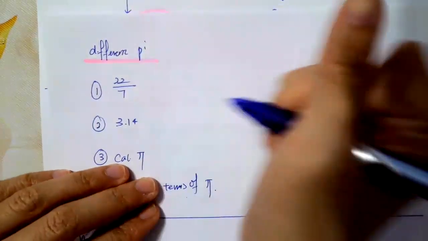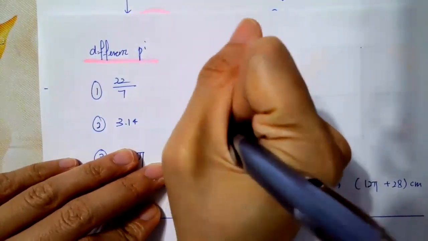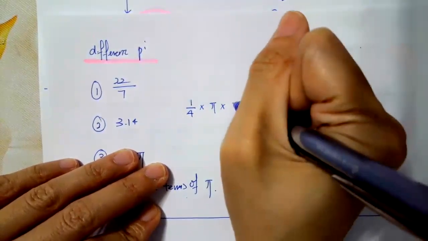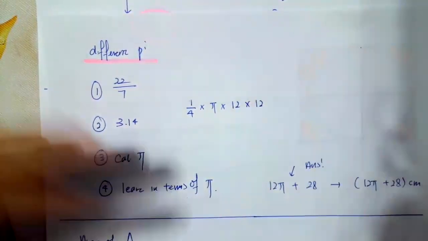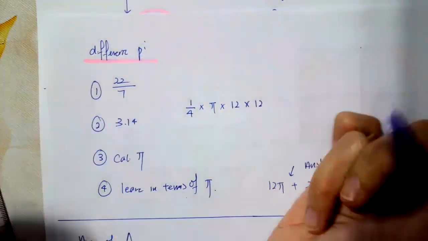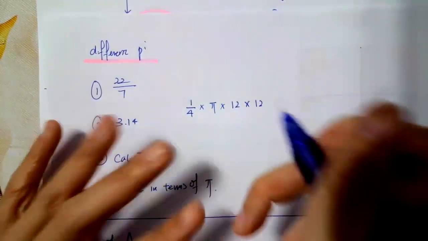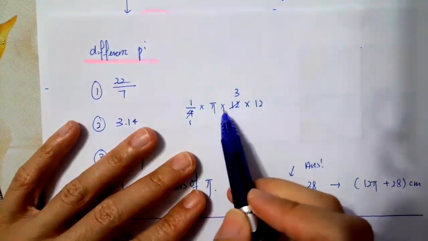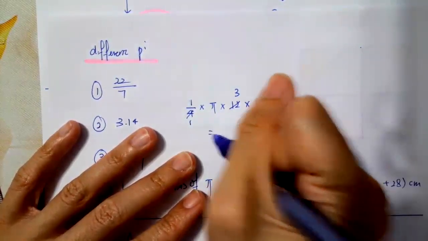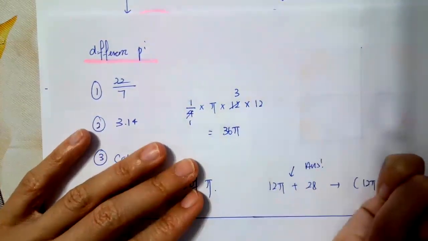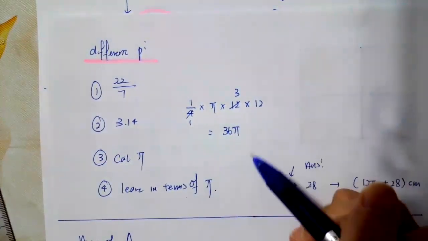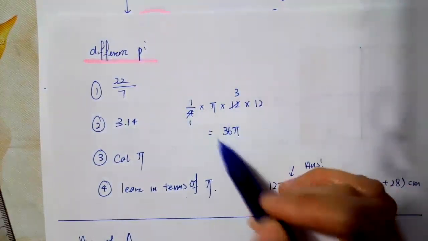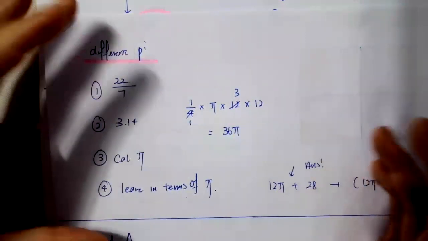So for example, my first step is maybe 1/4 times pi times, let's say, 12 times 12. What you do at this stage is don't multiply the pi into the calculator first. You can cancel, so you'll be left with pi times 3 times 12. You leave it as 36 pi first, until towards the end, then you put them together and calculate at the last step, so you don't get the wrong answer. Okay, so that is for the pi.